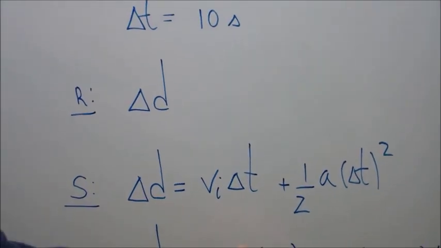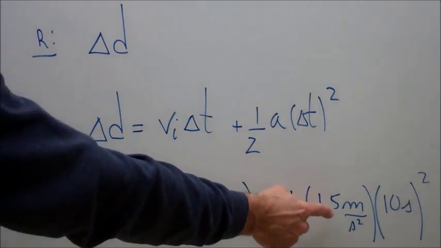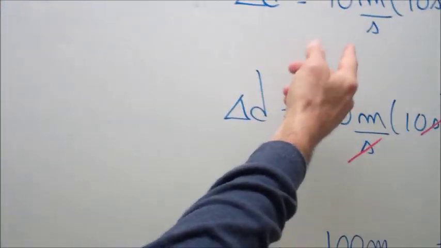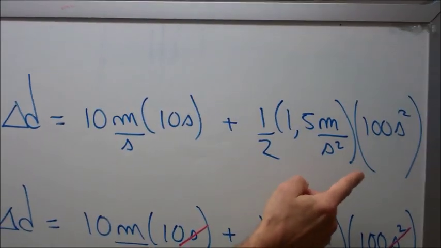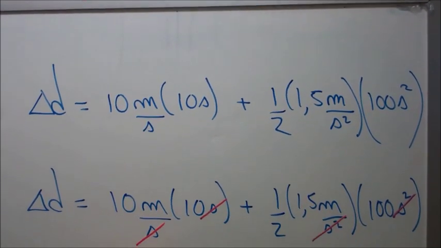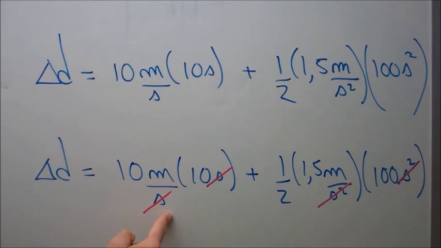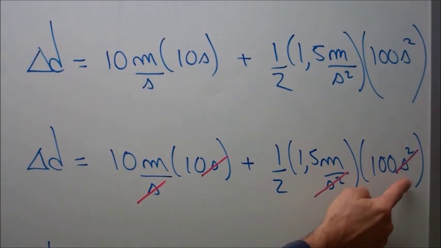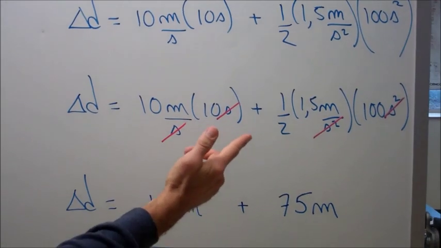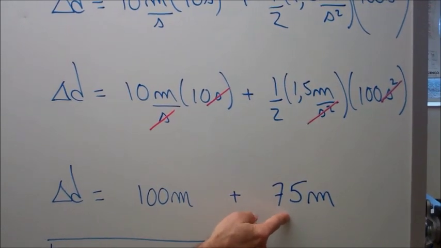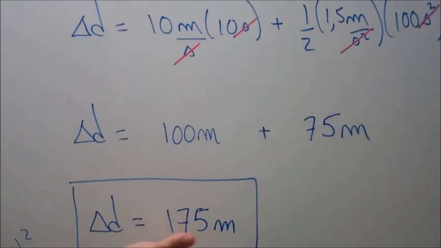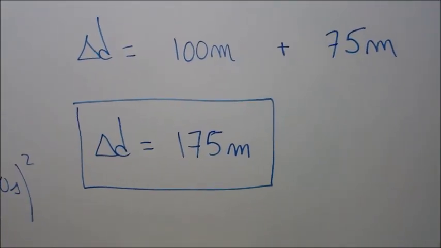We put in the values: initial speed, time, acceleration, and therefore we get the following. So the time is time squared, so it becomes 100 seconds squared. Now we have our units that we can cancel. The seconds cancel over here. Seconds squared canceled with the seconds squared over here. So 10 times 10 is 100. 1/2 times 1.5 and 100 is 75. As you can see, we have meter units that are left, which corresponds to distance, and we therefore have, as a final answer, 175 meters for this example.